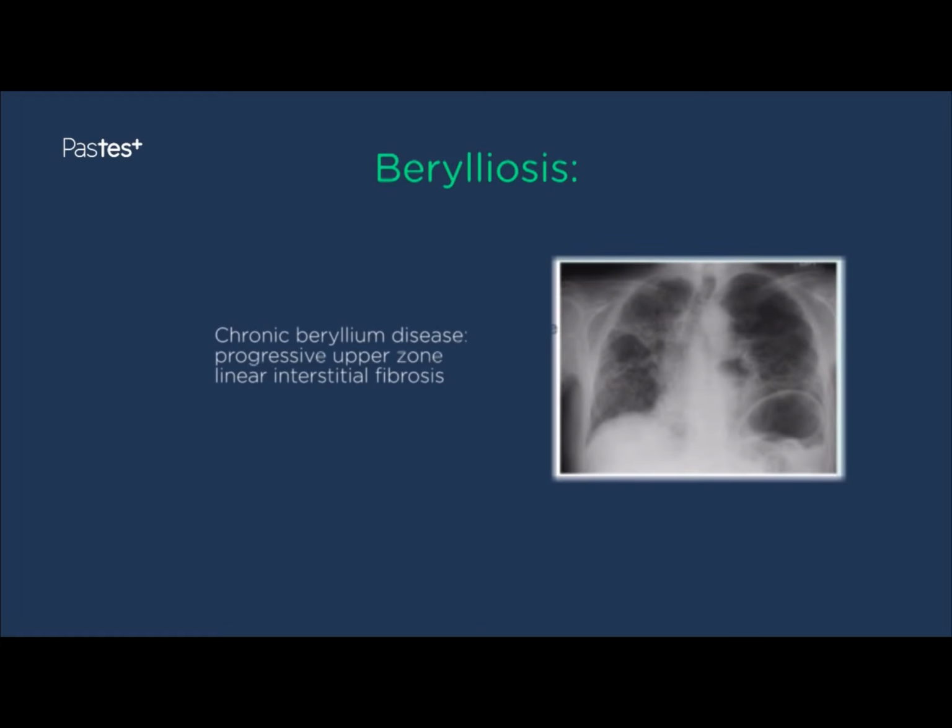In patients with chronic beryllium disease, classically one gets progressive upper zone linear interstitial fibrosis, which is more evident in the right upper zone in this picture. However, beryllium lung disease can manifest with many different X-ray appearances. The classic one is not always to be found.